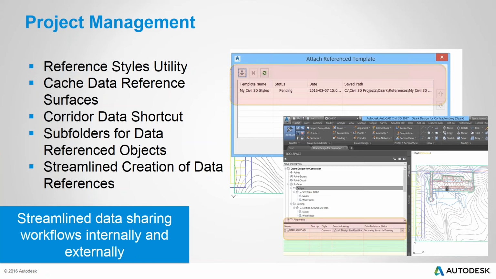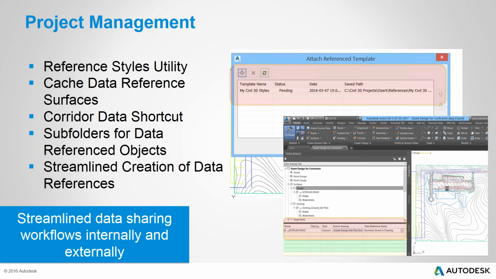Reference styles utility is a new powerful feature that allows any styles in an existing drawing to be synchronized with the styles in external reference templates. For CAD managers, reference templates simplify the process of centralizing standard drawing styles and ensures that users can easily keep them up to date in any production drawing.